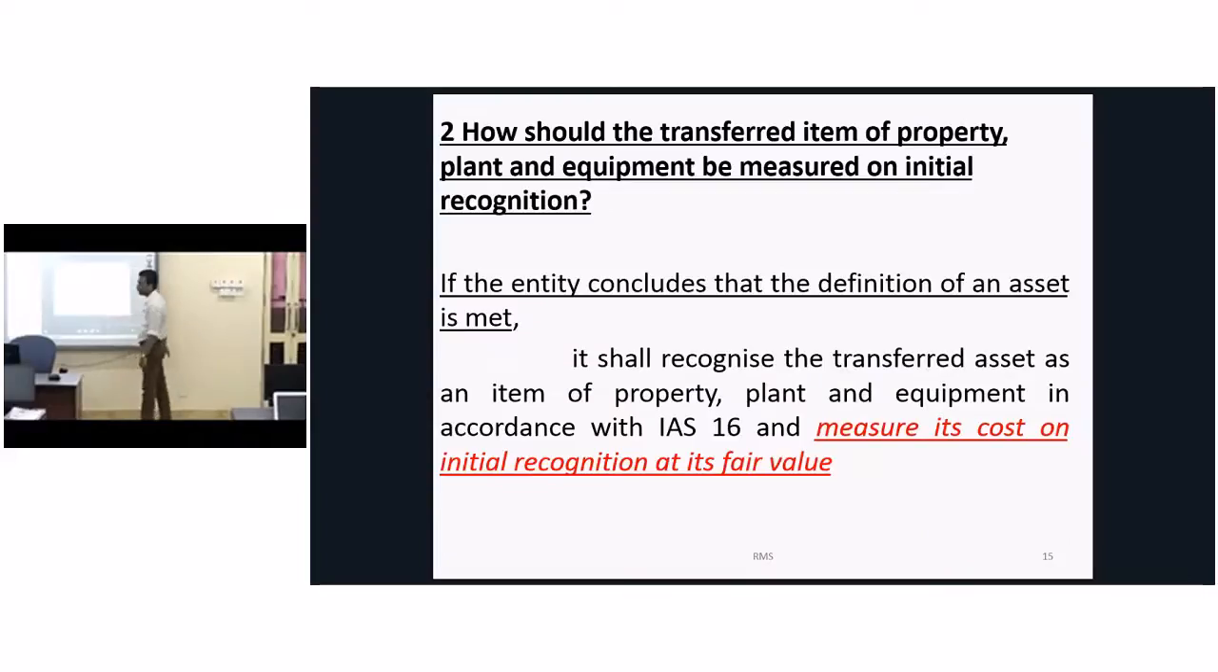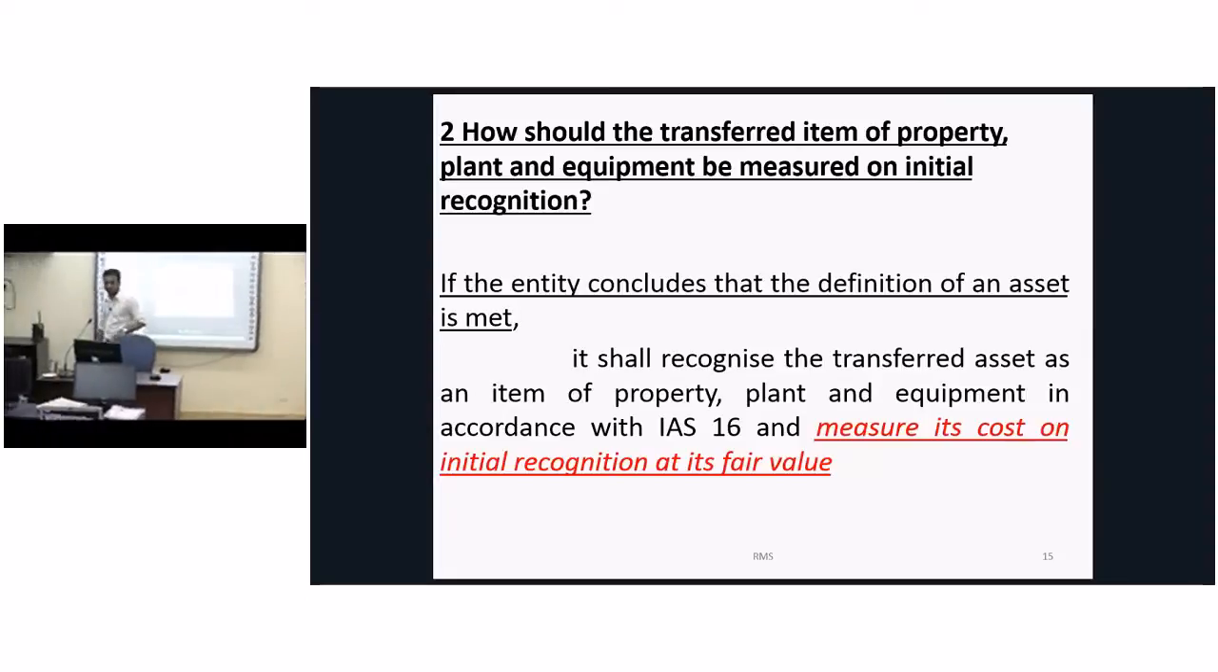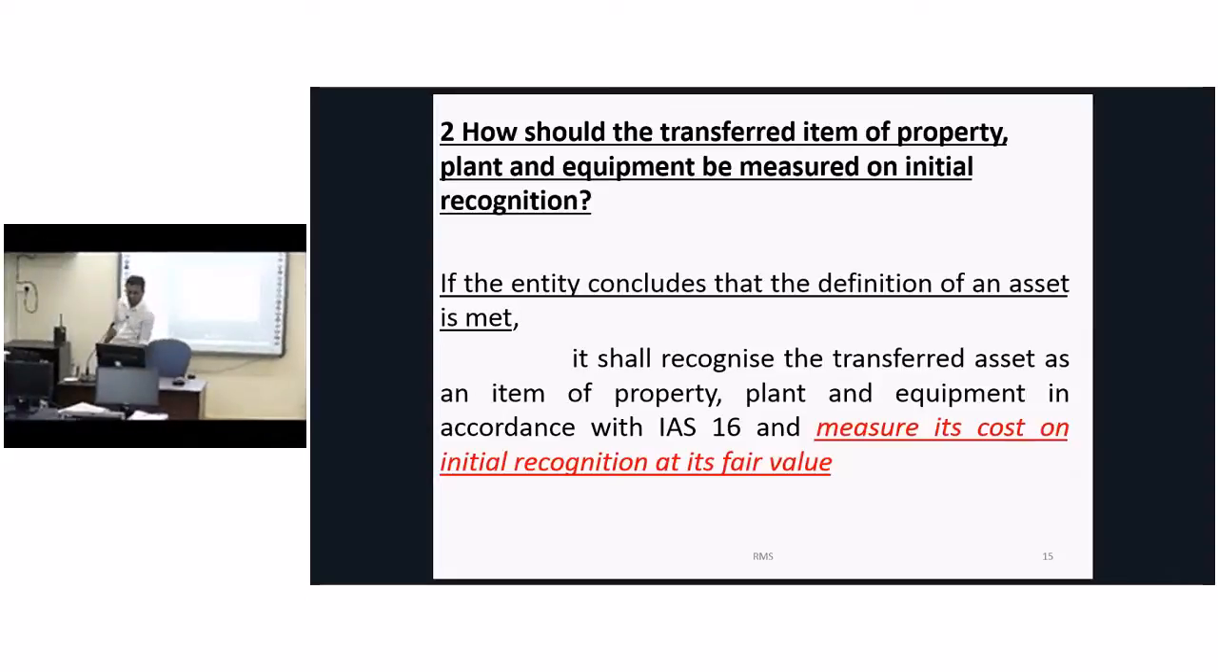Right, question number 2. What is question number 2? How should the transfer of an item of property, plant and equipment be measured on initial recognition?